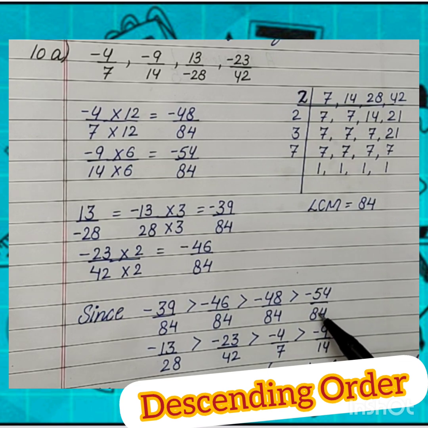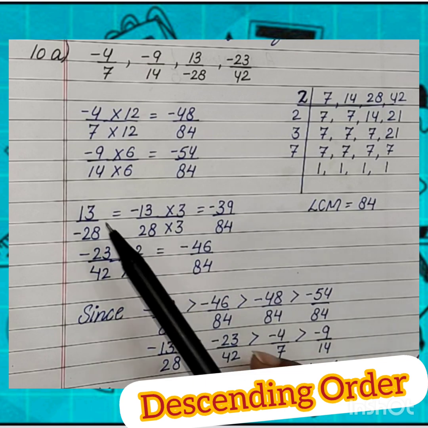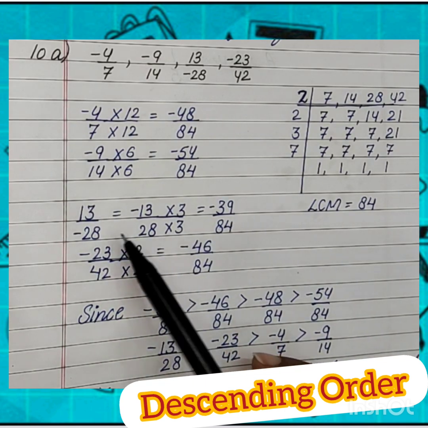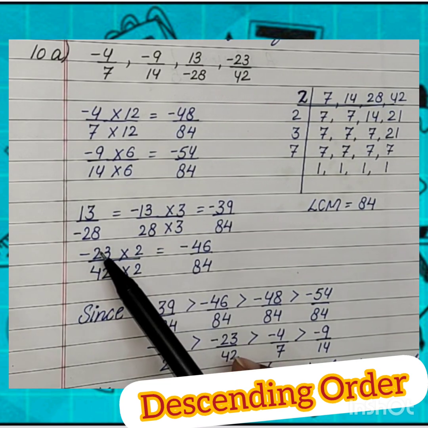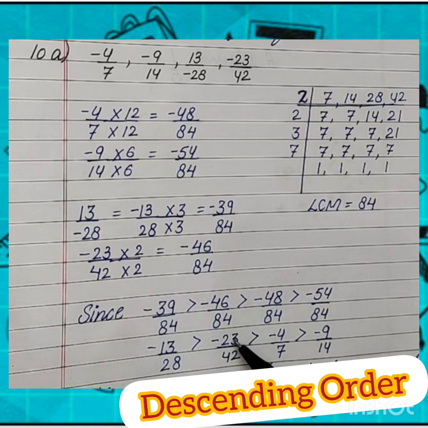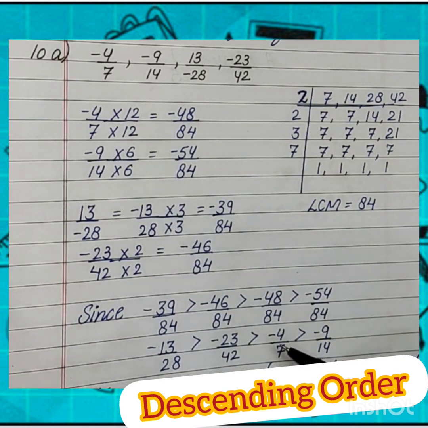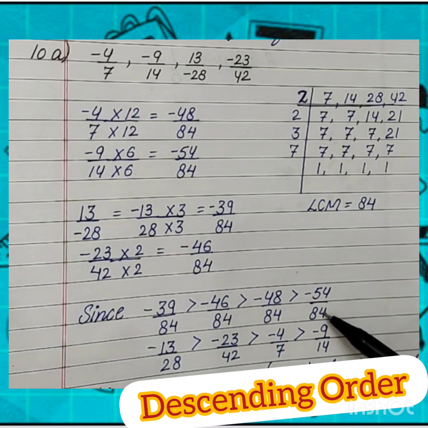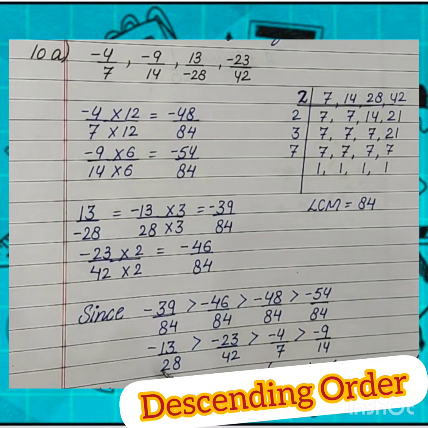minus 54 upon 84. Minus 39 upon 84 is equivalent to 13 upon minus 28, and it is minus 13 upon 28. Then minus 46 upon 84 is equivalent to minus 23 upon 42. Minus 48 upon 84 is equivalent to minus 4 upon 7. Minus 54 upon 84 is equivalent to minus 9 upon 14. This is the descending order of the given rational numbers.